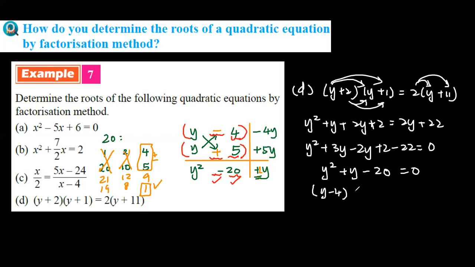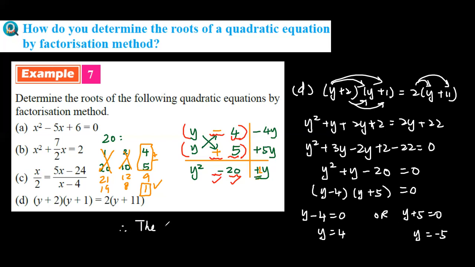y minus 4, y plus 5 equal to 0. Okay, continue. y minus 4 equal to 0, y equals 4. Or y plus 5 equal to 0, y equals negative 5. Finish. So the roots are x equals to, not x, yeah, this is about y. Okay, this question is about y. The variable is y. So y equals 4 and y equals negative 5.